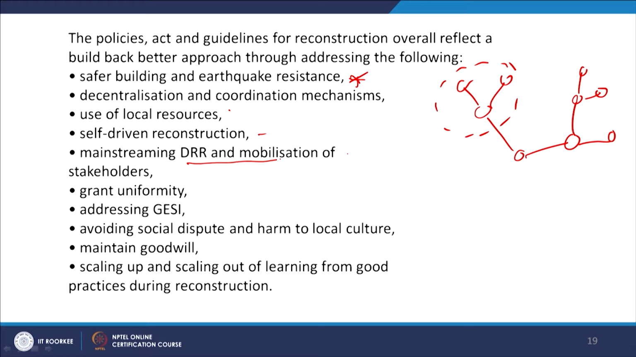Mainstreaming DRR and mobilization of stakeholders. So, how we can mainstream DRR into the development process and how we can mobilize the stakeholders. Then there is how we can ensure that there is uniformity in the grant division. And we call it GESI, addressing GESI, especially in the South Asian context.